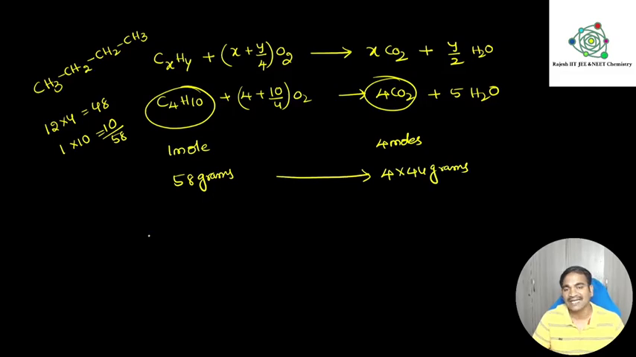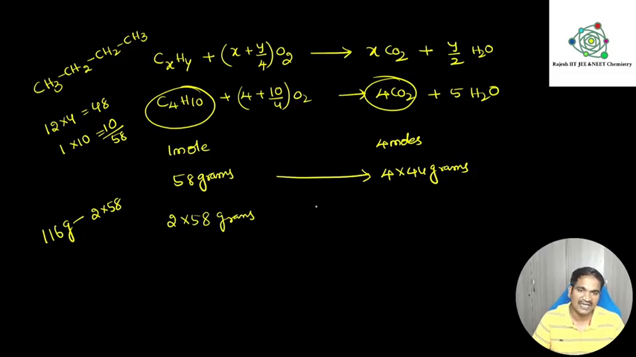But in the exam, how many grams of butane did they give? 116. 116 grams means 2 into 58. That means 58 should be multiplied with 2. You can take it like this simply. 2 into 4 into 44, which means 8 into 44.